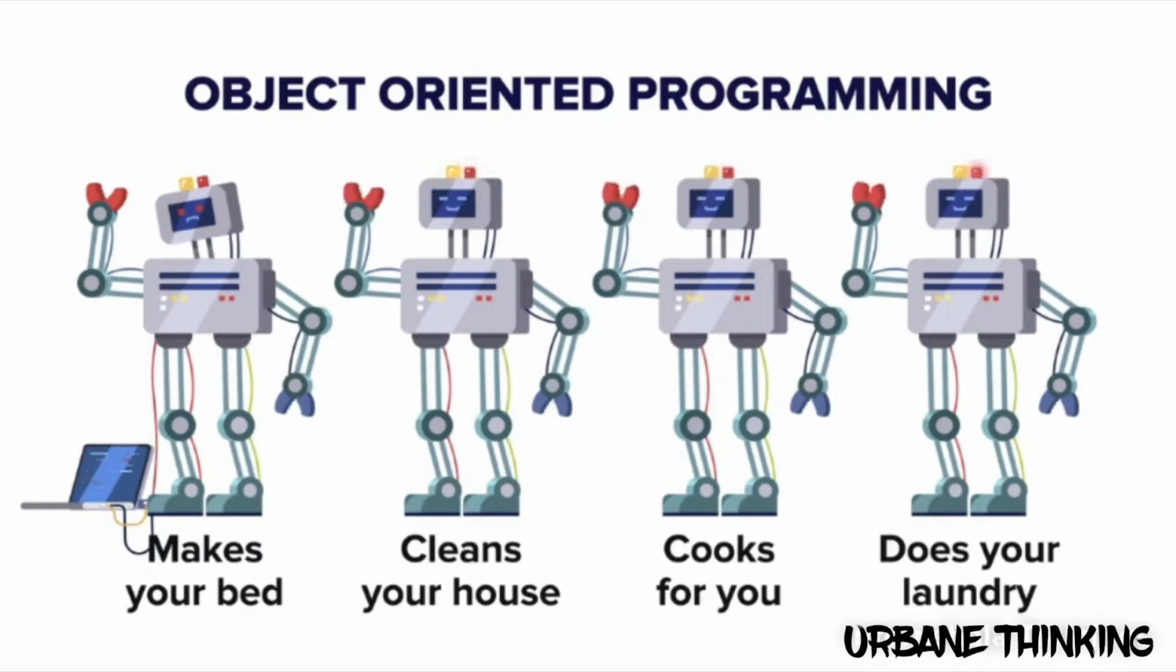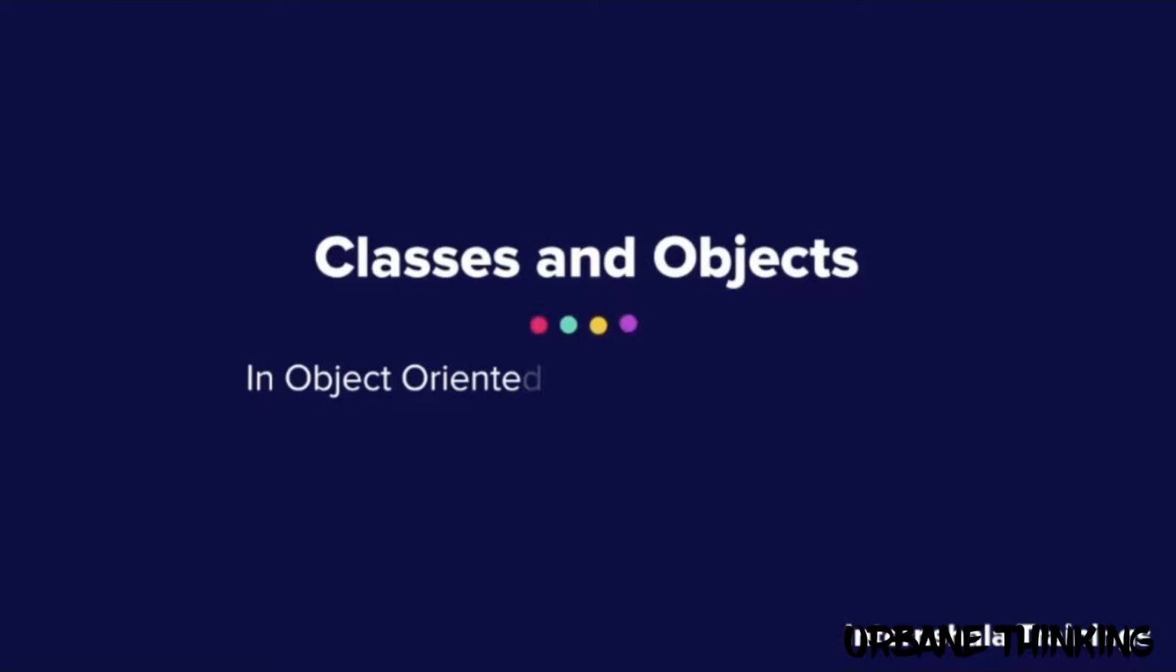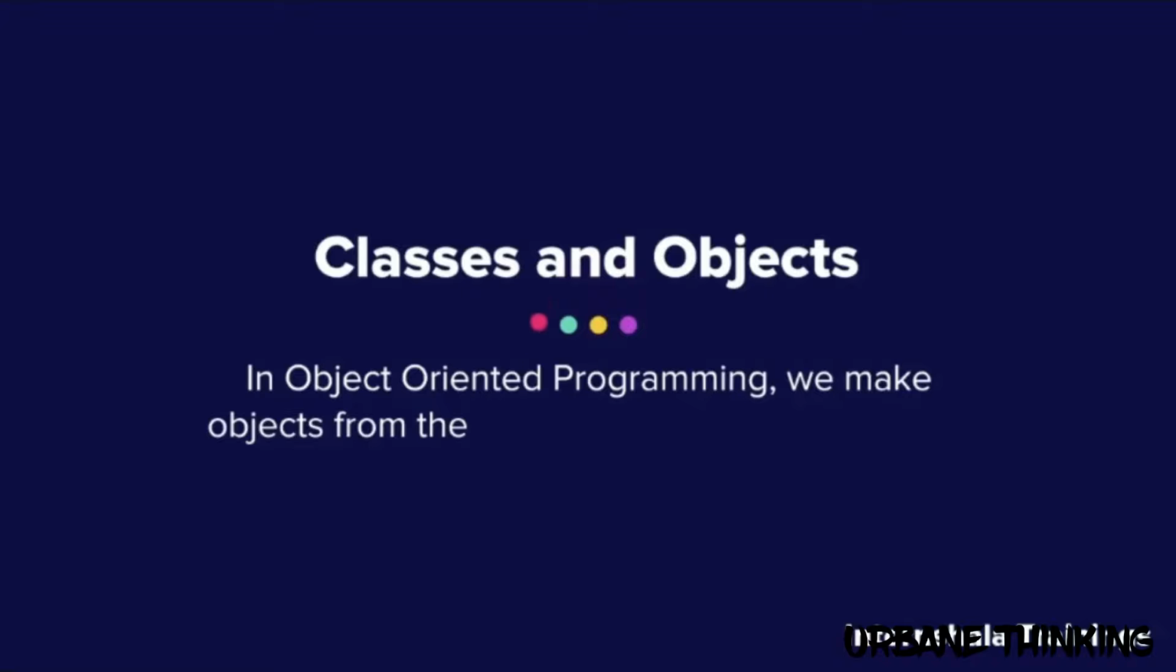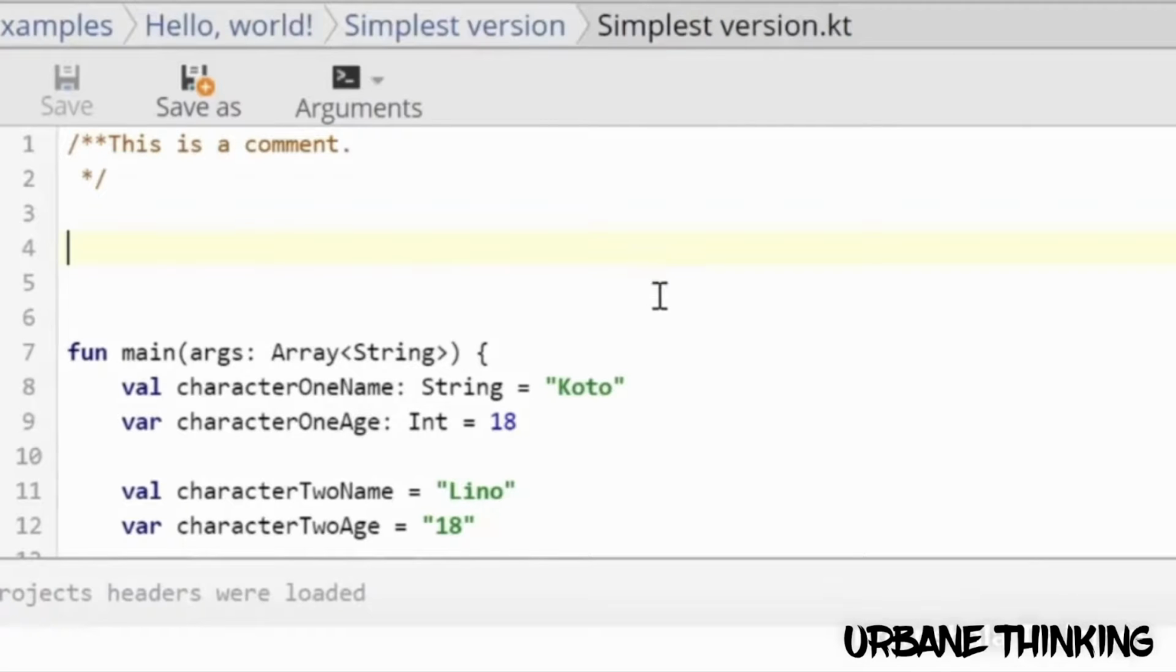Next thing we will learn about is classes and objects. In object-oriented programming, we make objects from the class, so we don't have to write the same code again and again. Let's look at the robot example to understand it better. To make different robots, first we would make a robot class. This robot class would be the blueprint for all the robots.